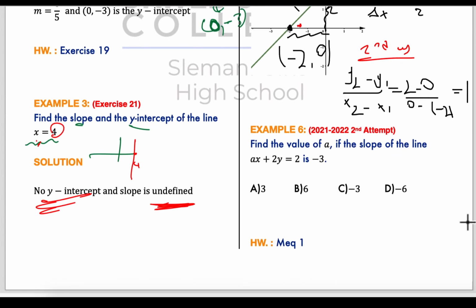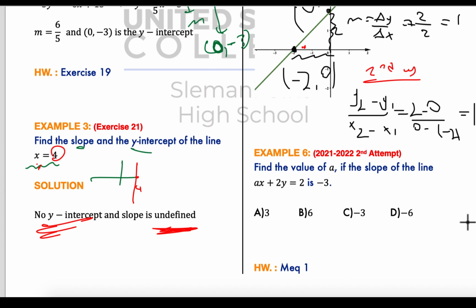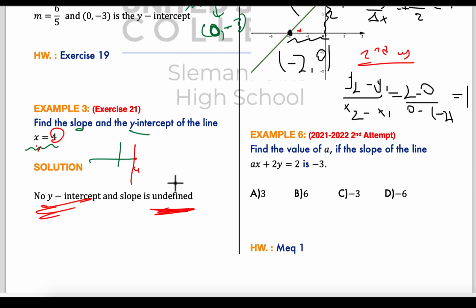Last question. Find the value of a if the slope of the line is negative 3. In the previous questions, we were asked about finding the slope. In this question, we are asked to find the unknown if the slope is given. The slope is already given, but we need to turn this equation into slope-intercept form so that we know what our slope in this equation is.